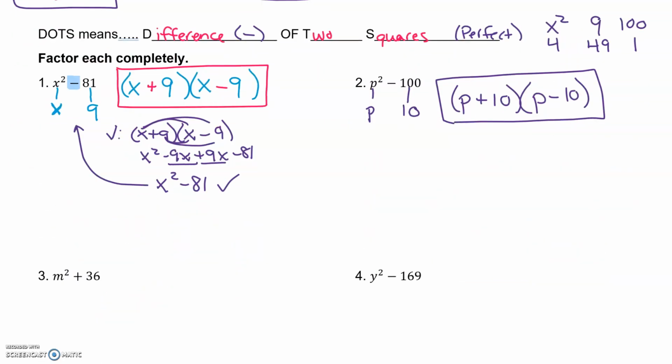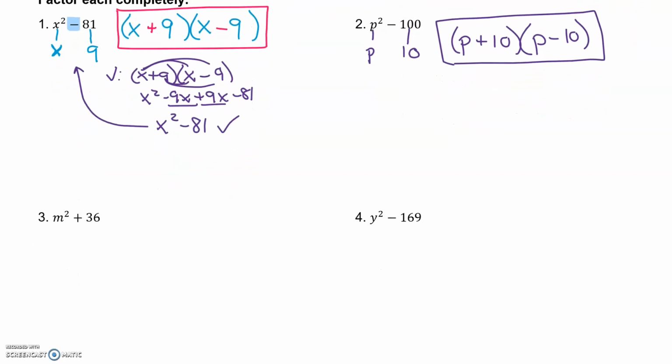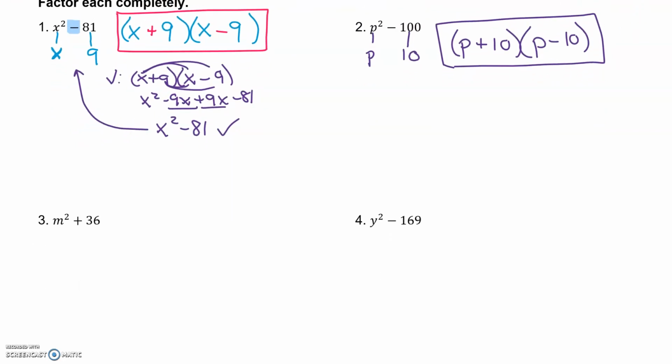All right? So let's look at number 3. Number 3 says m squared plus 36. So I'm going through my questions. I want DOTS. DOTS is the difference of two squares. Is number 3 a difference? No, it's not. That's a plus sign, not a minus sign. So right here, the problem itself is already factored, so we can put not factorable, because it's already in its simplest form. We can't take it down any farther.